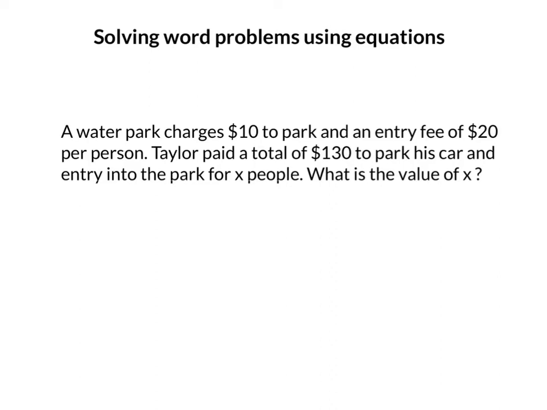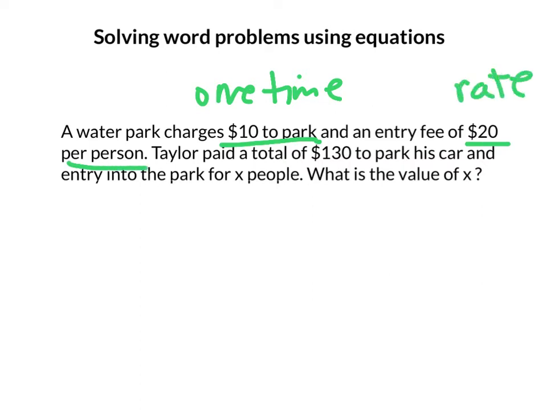So first, I notice it's $10 to park. That's a one-time fee. And we have $20 per person. That's a rate. So this is a classic slope-intercept type of problem, like y equals mx plus b. But I know my total is 130.